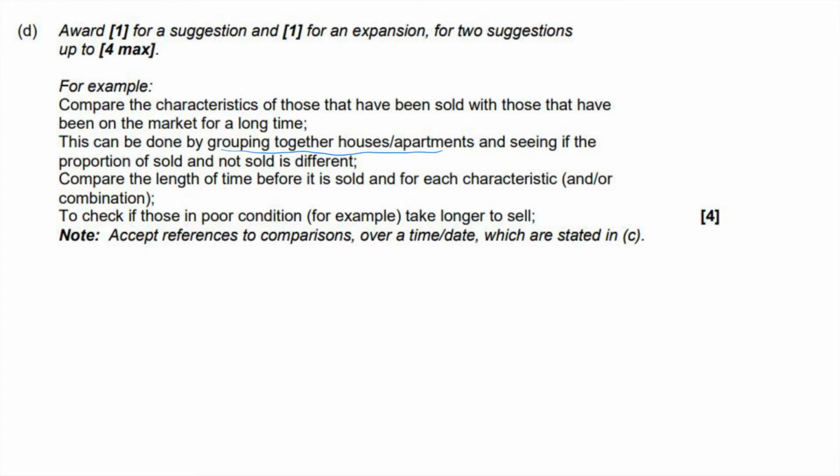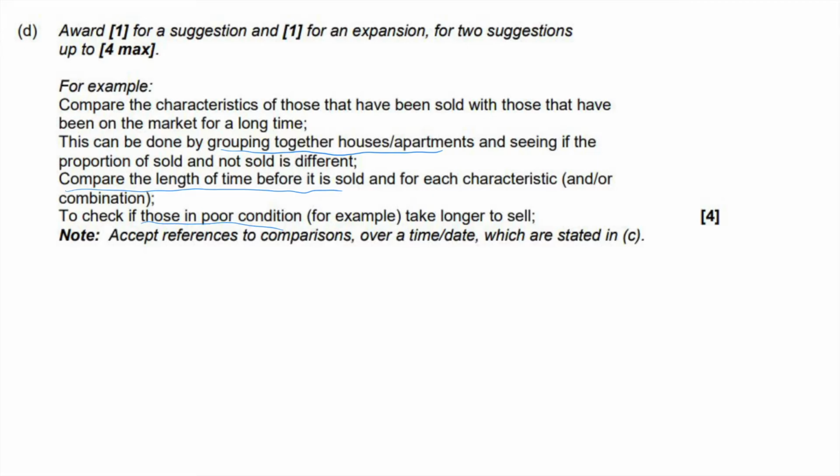So this would be trying to figure out whether houses or apartments are more in demand in the market, comparing the length of time before a property is sold and a characteristic or combination of characteristics, or for example, checking if those in poor condition take longer to sell.